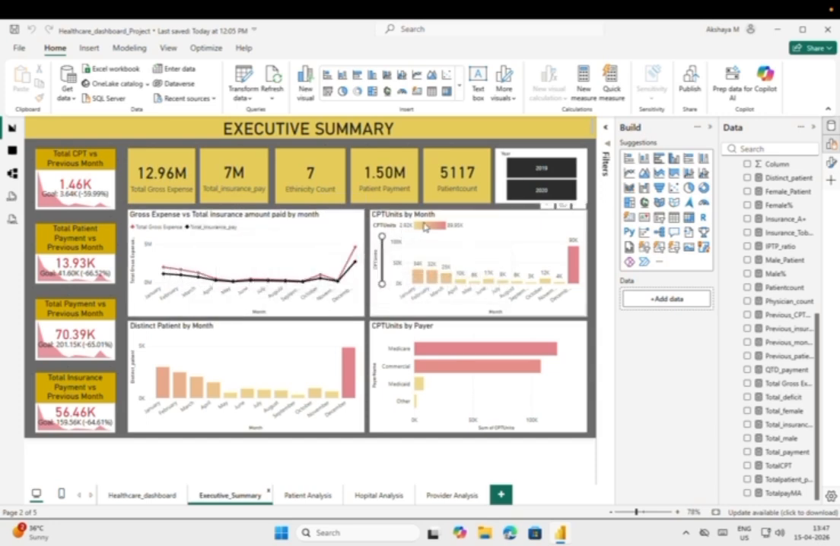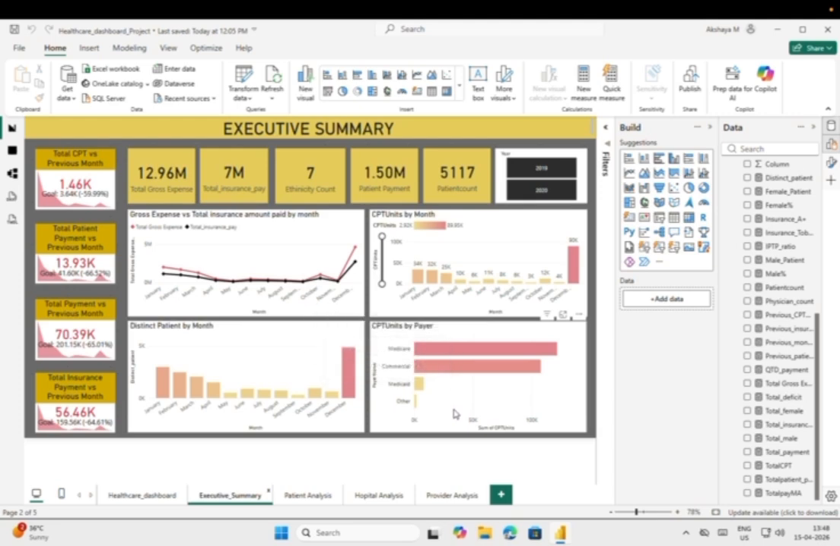Then CPT units performed by month. January around 34,000, February, and so on. All those are CPT units, the number of operations performed. Then distinct patients by month. How many patients came in January? How many patients came in February? All those things. And CPT units by payer.